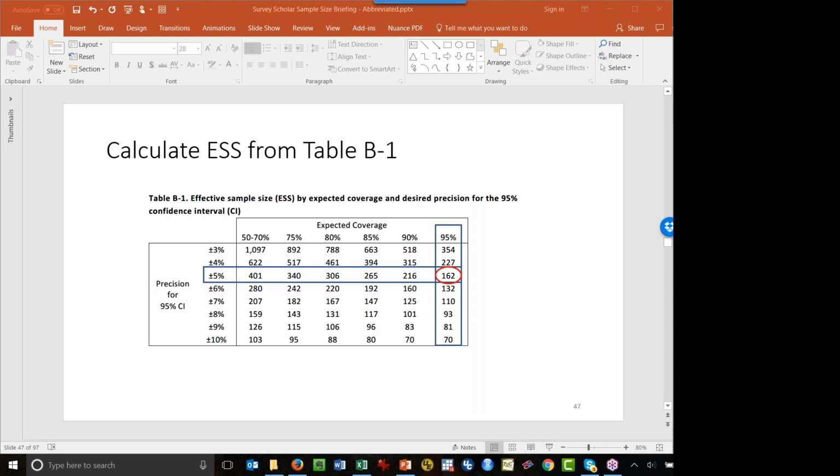If you know the ICC and you know the cost to go to each cluster, you can calculate the optimal number to sample in each cluster. But we don't usually know the ICC. And we don't like to take the ICC or the design effect from DHS and MICS.